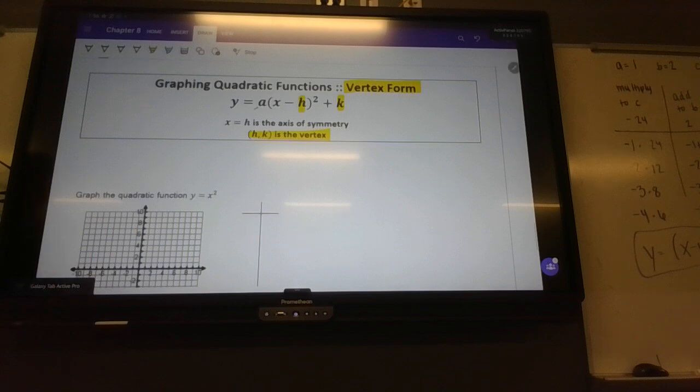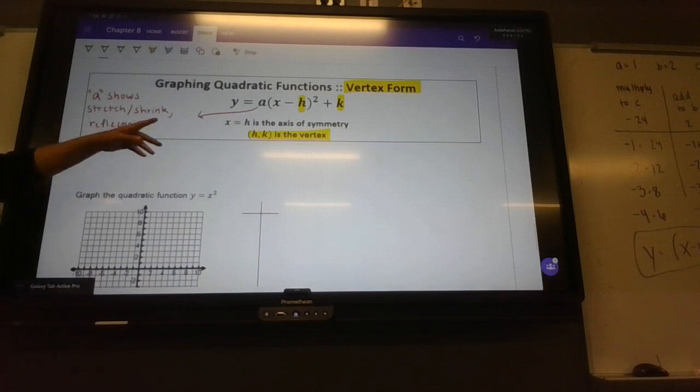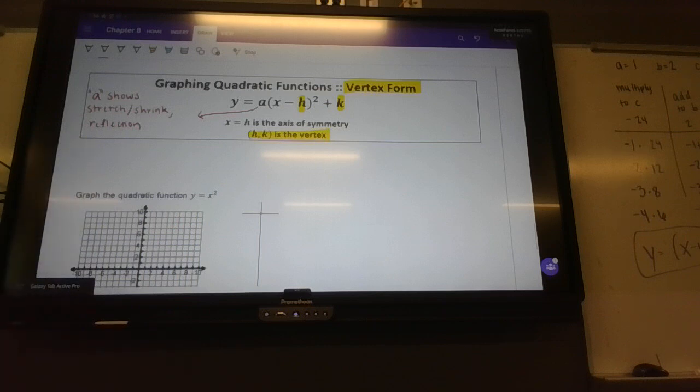All right, let's go ahead and label A. A will show a stretch, a shrink, and it'll show if it's a reflection. So if there's a negative sign there, your parabola goes down. The arrows point down. So A is pretty important. It does the same thing in all three forms. A is always there. There's a negative in front, that guy opens down.